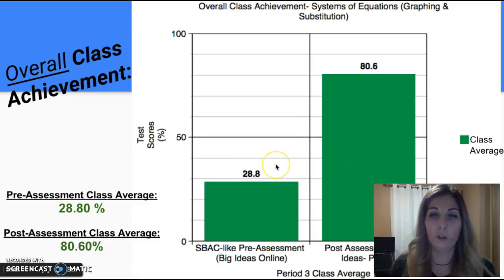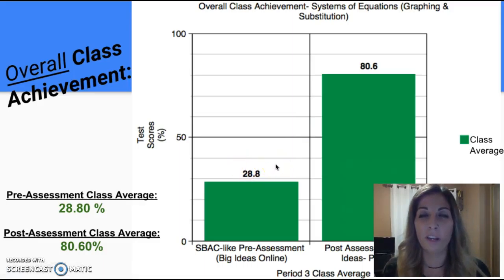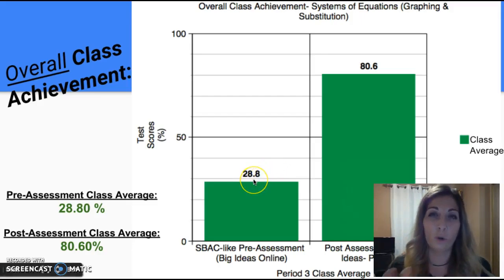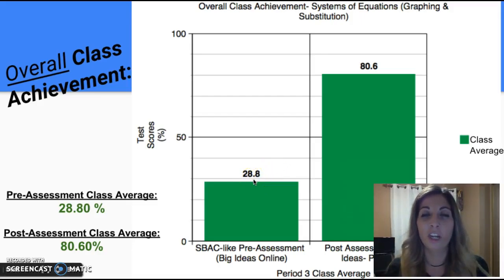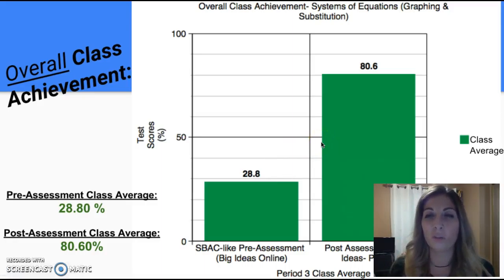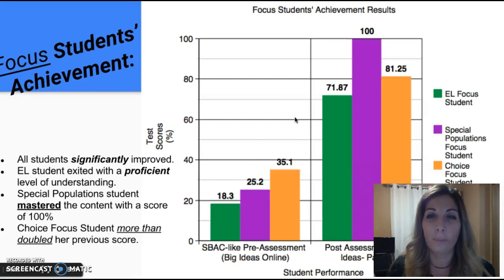Here are the results of my period 3 focus class. As you can see on the pre-assessment, they scored about a 29% average, and on the right hand side here they increased their proficiency to an 81% average. So as you can see, they significantly improved.